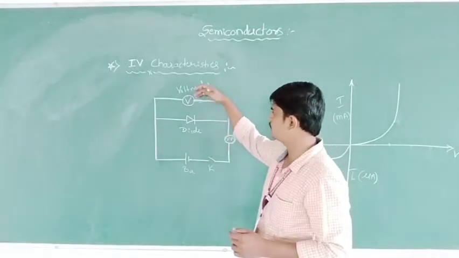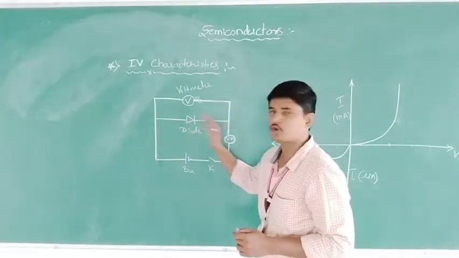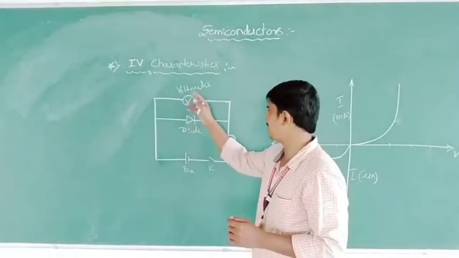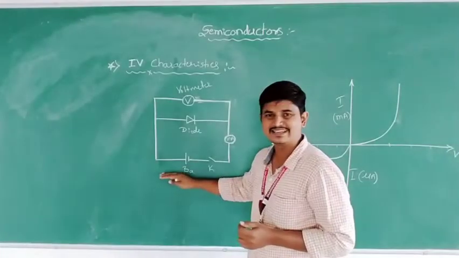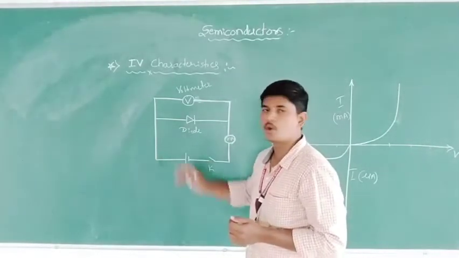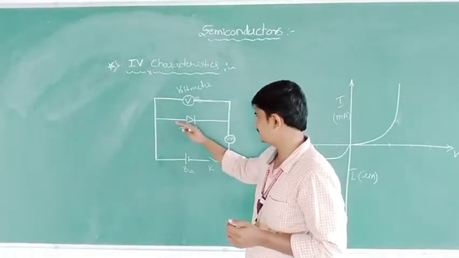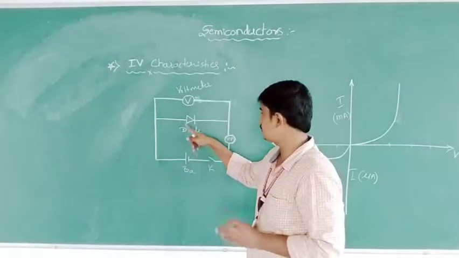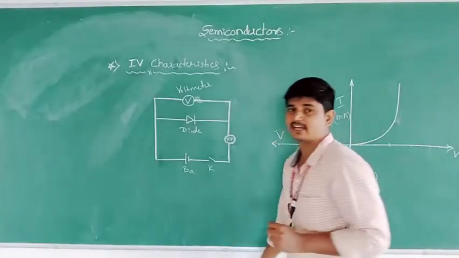And this is the voltmeter, which is used to find the potential difference across the diode, connected parallel to the given diode. Once the voltage is increased from the source, which applies the voltage to the given diode, as voltage increases, the flow of current across the diode also increases. That is as per the diagram I have explained.